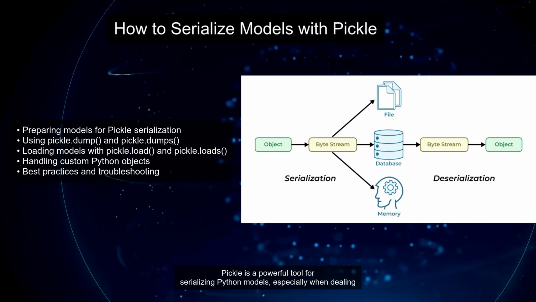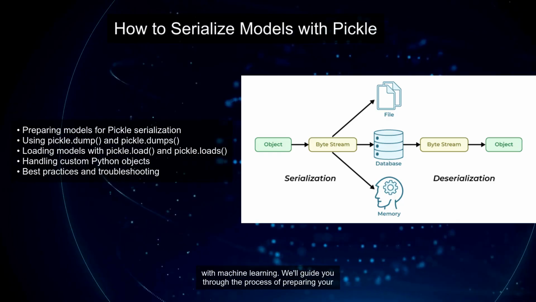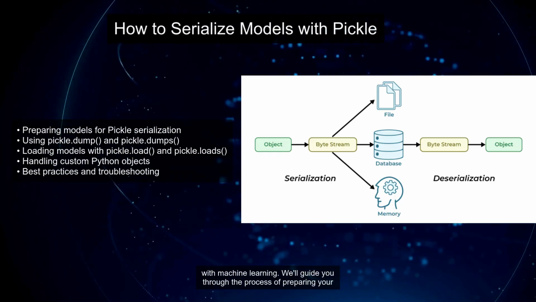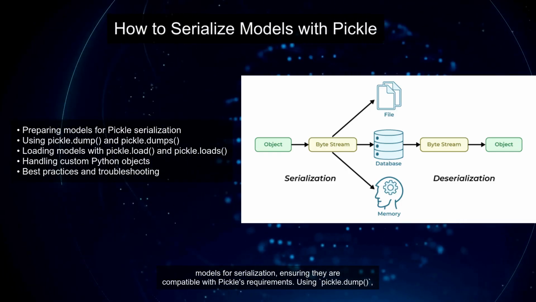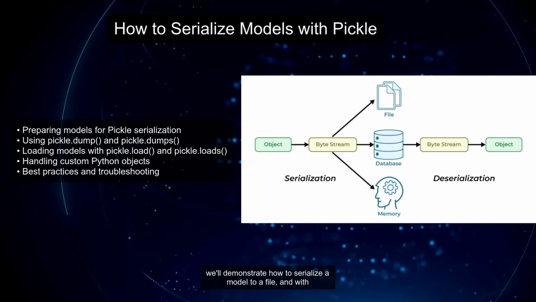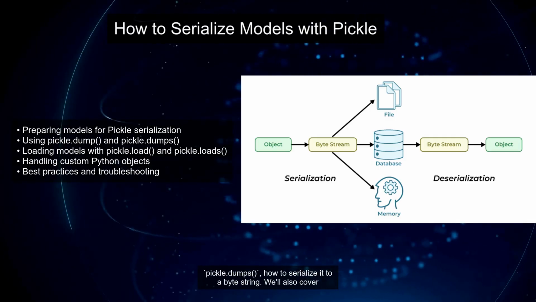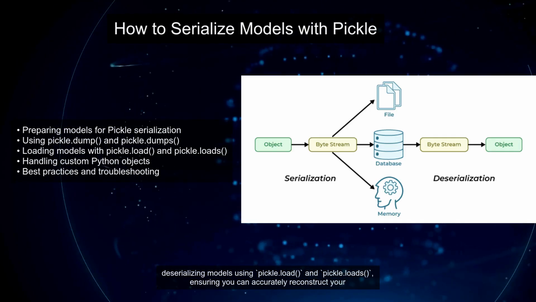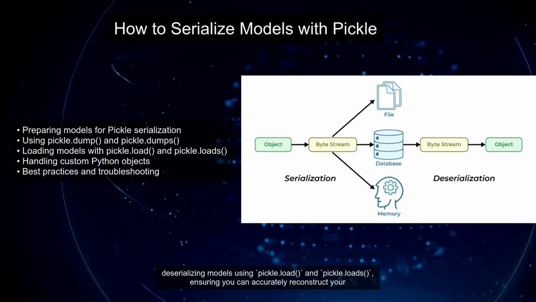Pickle is a powerful tool for serializing Python models, especially when dealing with machine learning. We'll guide you through the process of preparing your models for serialization, ensuring they are compatible with Pickle's requirements. Using Pickle.dump, we'll demonstrate how to serialize a model to a file, and with Pickle.dumps, how to serialize it to a byte string. We'll also cover deserializing models using Pickle.load and Pickle.loads, ensuring you can accurately reconstruct your models.